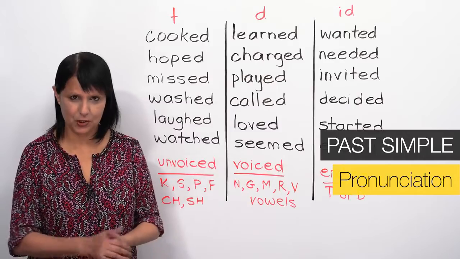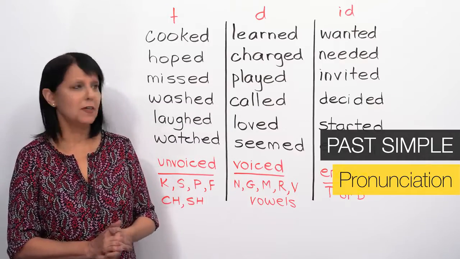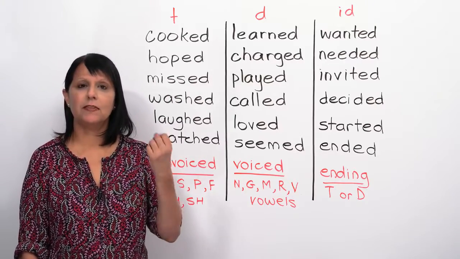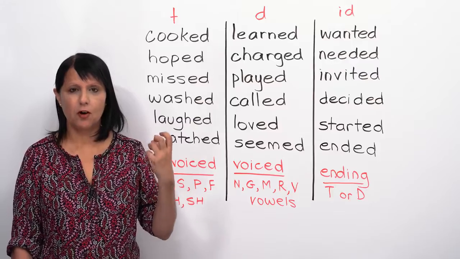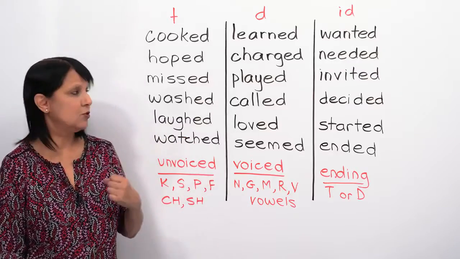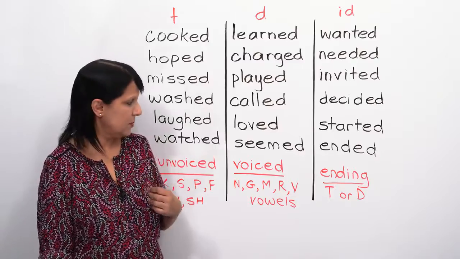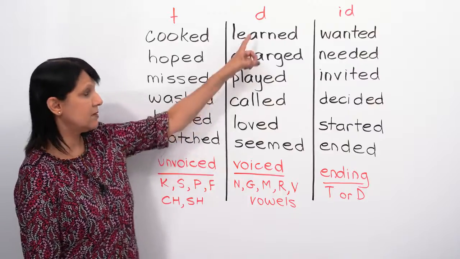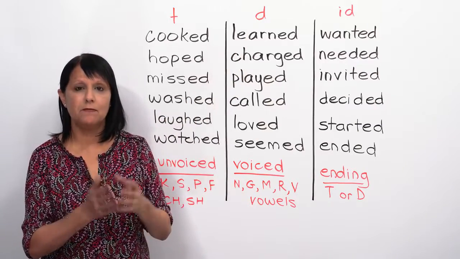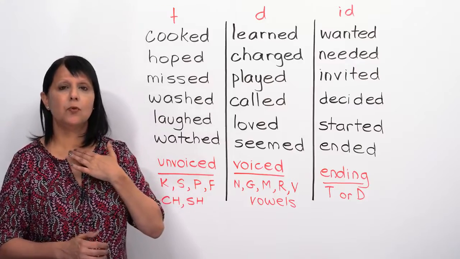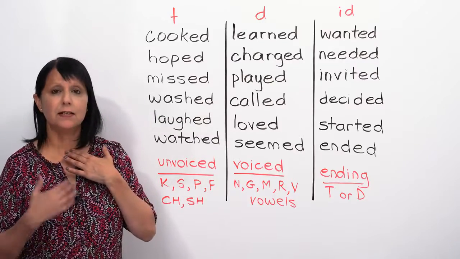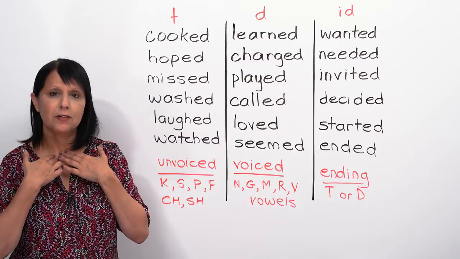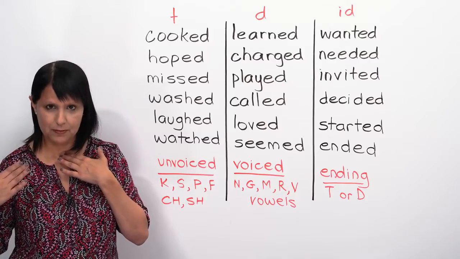Now let's talk about pronunciation. The pronunciation of past tense regular verbs depends not on the spelling, but on the sound of the base form of the verb at the end. So, if the base form of the verb has a voiced sound, then we pronounce it with a D. What does that mean, voiced sound? It means that when you say it, it has a little bit of vibration. It creates some vibration or movement inside your vocal cords or your throat.